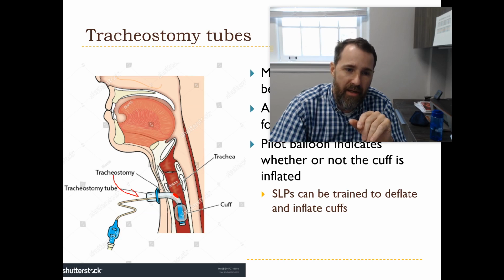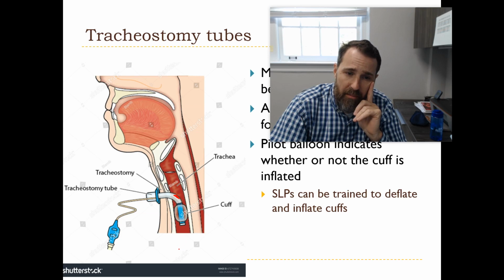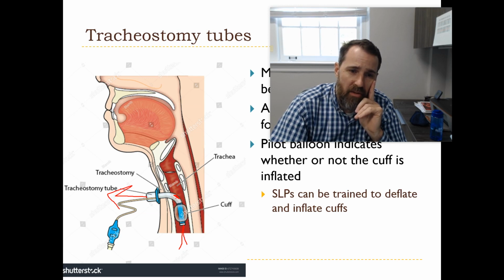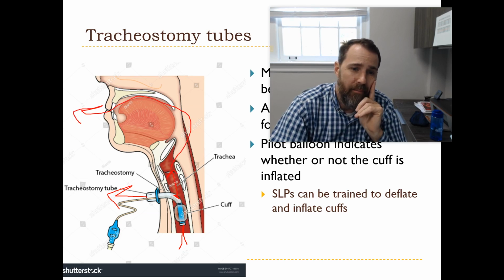Inspiratory air is going to be coming in through the tracheostomy tube down into the lungs, but inspiratory air is also going to be able to move through the natural airway down through the fenestration into the lungs. And expiratory airflow is also going to be able to move up from the trachea out through the tracheostomy tube, as well as through the tracheostomy tube out through the fenestration through the natural airway.